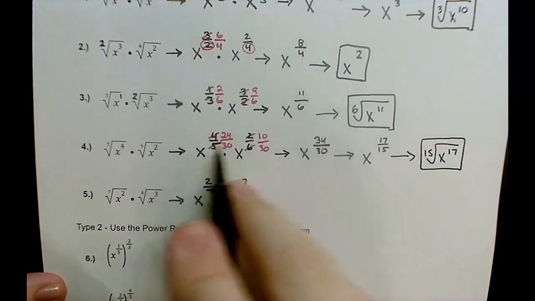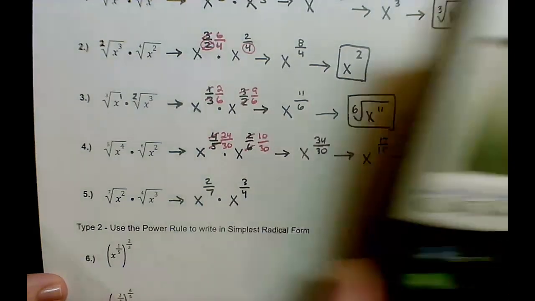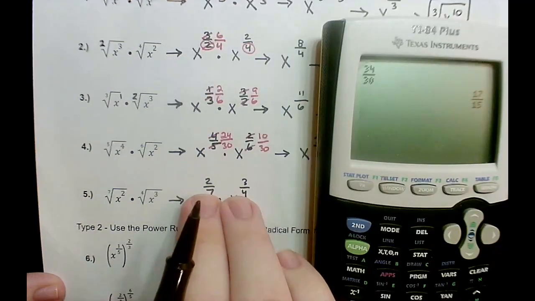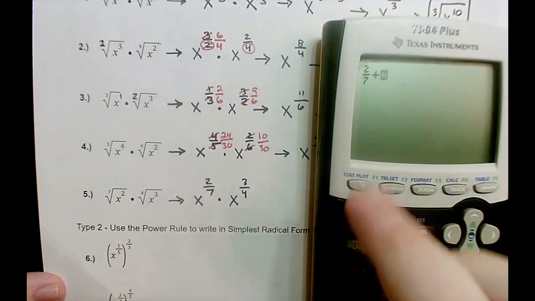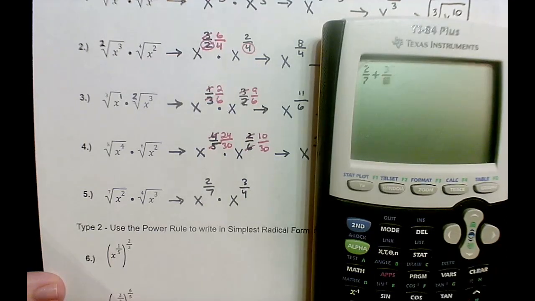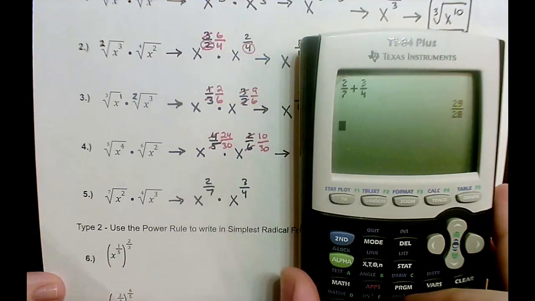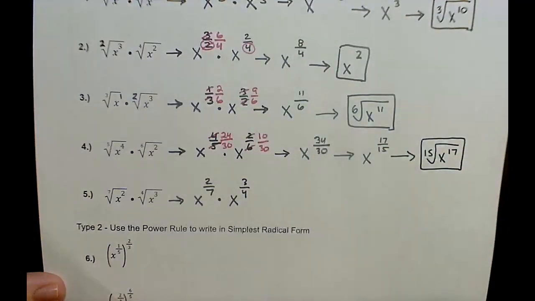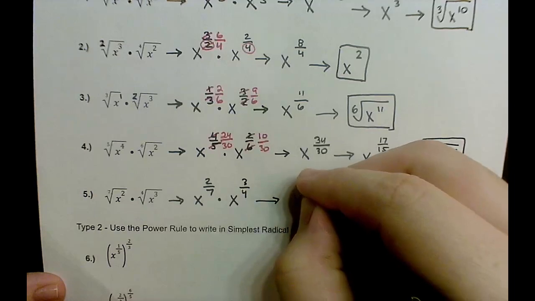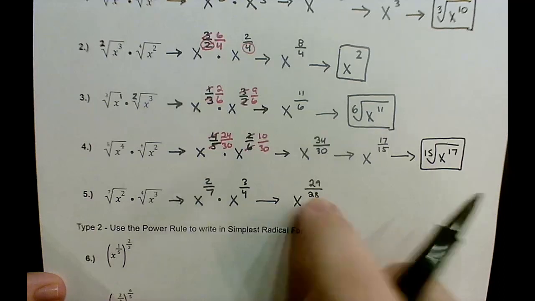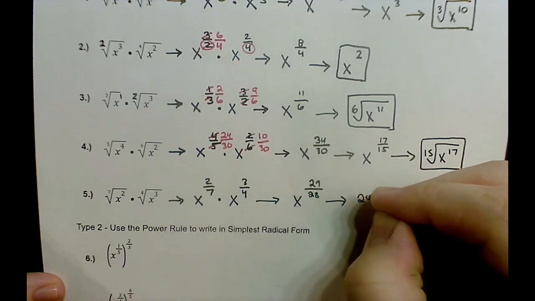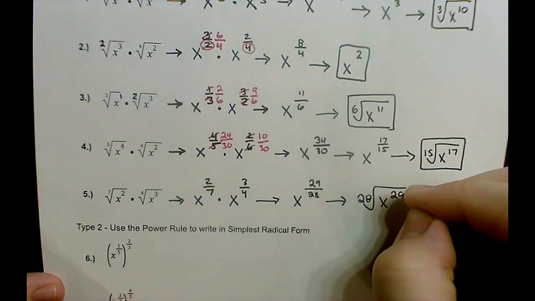Now, I know I spent a lot of time just talking about those common denominators, but our calculator can handle this very easily. All I got to do is say 2 over 7 plus 3 over 4 using those fraction templates. Not only will it go ahead and find a common denominator, it will add those and simplify. So the simplest version of adding those two numbers together is 29 over 28. So 29 is the power, 28 is the index. So our answer is the 28th root of x to the 29th power.